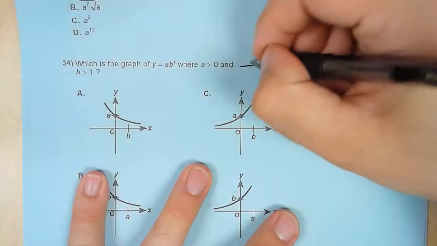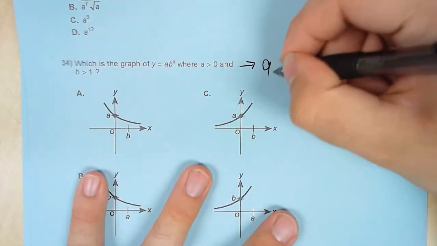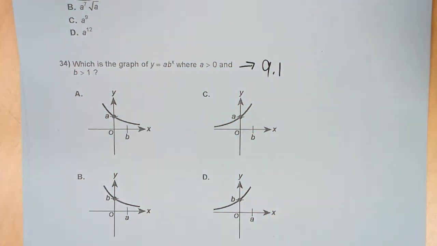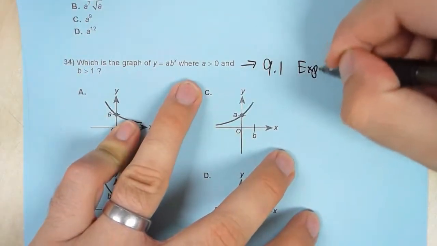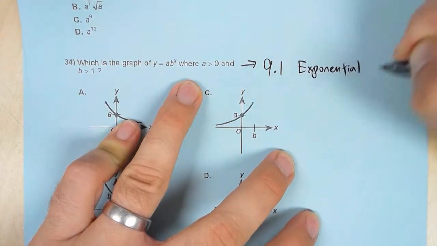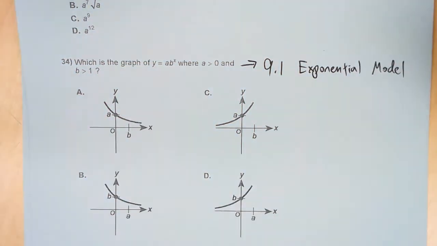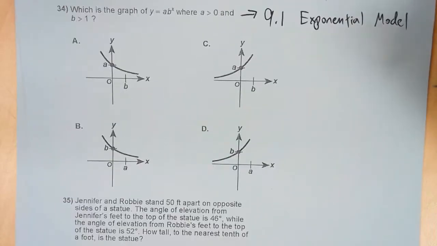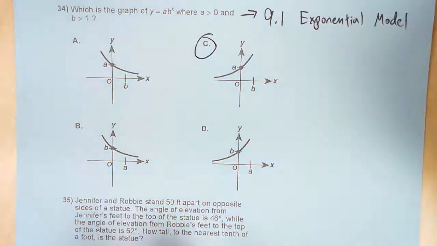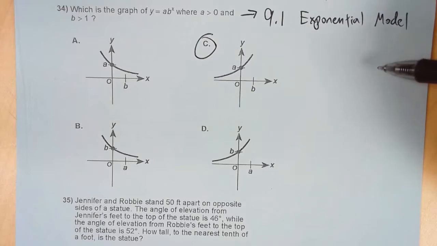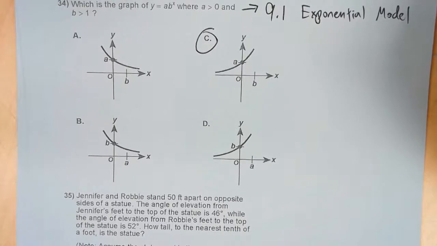Instead, we're just going to say, hey, this is 9.1. So when you get to unit 9, objective 1, this is an exponential model. This is an exponential equation. So when you do 9.1, you will understand how to do this, okay? So we're going to go and say, hey, 34 is answer C. So when you get to 9.1 before your EOC, you will know how to do this. If you don't get there, then you won't, and that's kind of a problem. But we have enough time left where you should get it done.